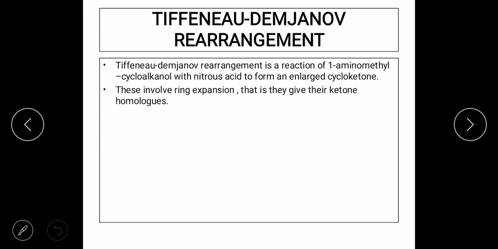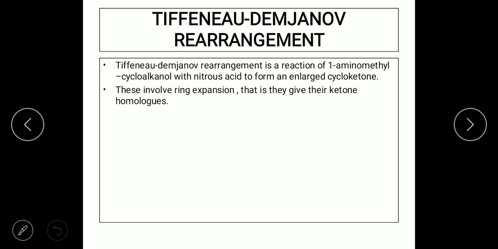Now next let us study the Tiffeneau-Demjanov rearrangement. The Tiffeneau-Demjanov rearrangement is a reaction of 1-aminomethyl cycloalkanol with nitrous acid to form an enlarged cycloketone. These involve ring expansion, that is, they give rise to their ketone homologues. See, Arndt-Eistert and also the Demjanov rearrangement are similar because both of them give rise to a homologous series. There is always going to be one carbon atom added in the product.